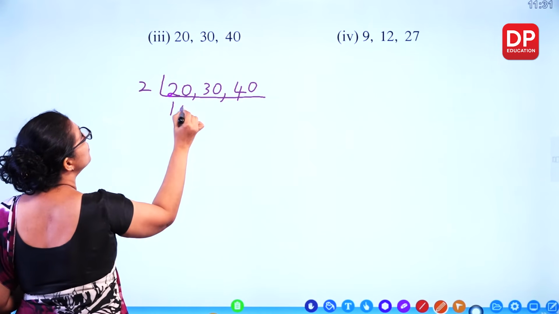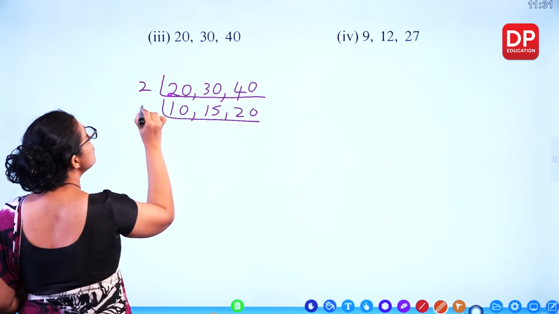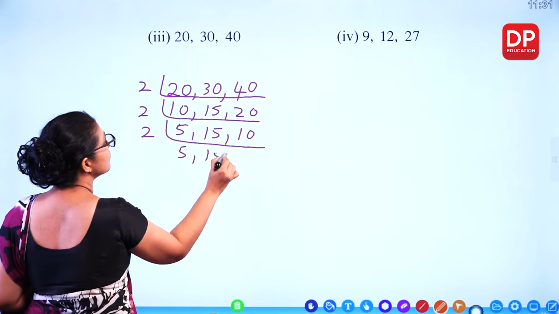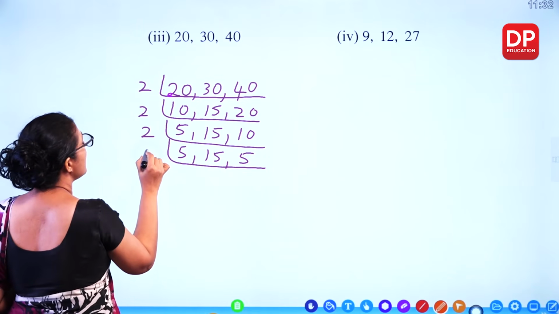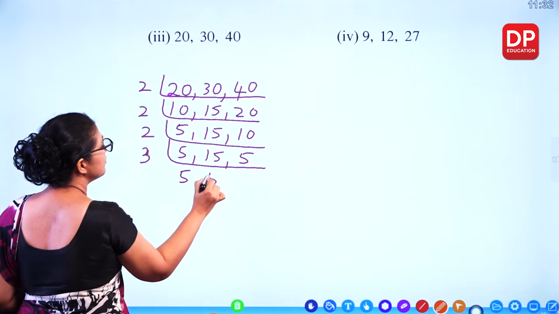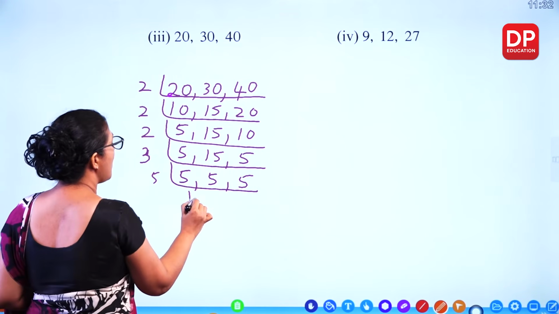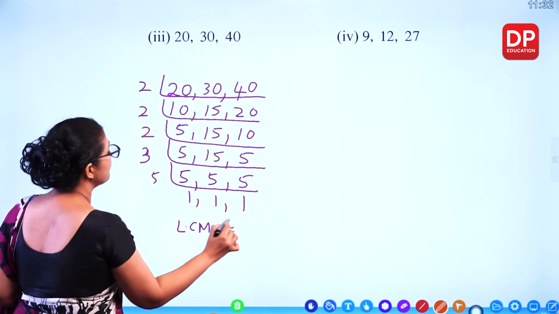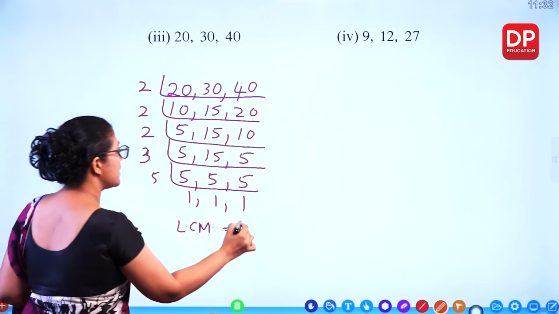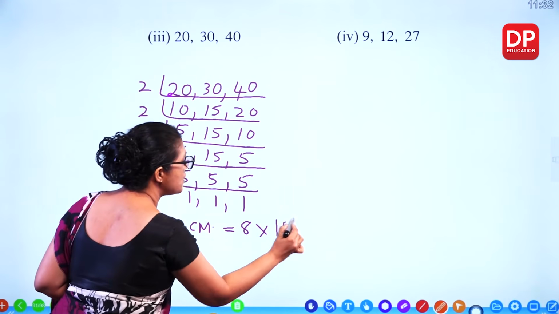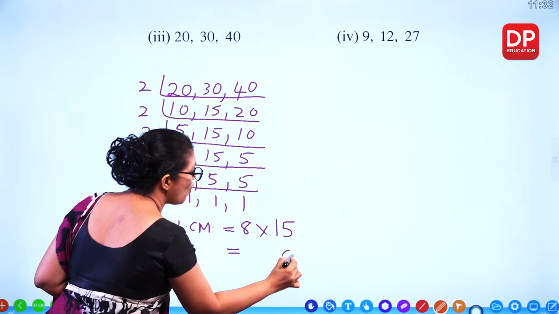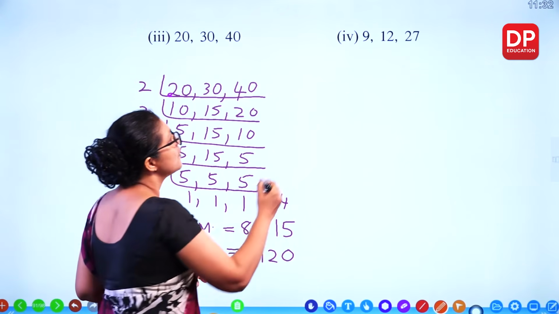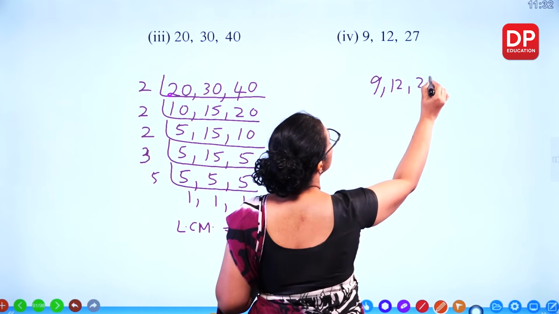20, 30, 40. You can divide by 2. Divide by 2 again. Divide by 2. Divide by 3. And finally divide by 5. You get all ones. So what's the lowest common multiple? 2 times 2, 4. 4 times 2, 8. 5 times 3, 15. So 8 times 15. 8 times 5, 40. 8 times 1, 8 plus 4, 12. So 120.